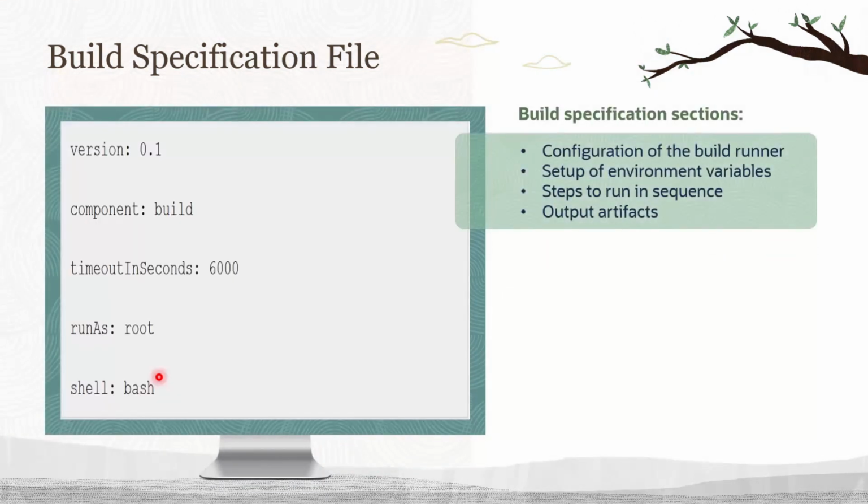The build specification is organized into 4 sections. Configuration of the build runner. This is the basic information needed by the build system.